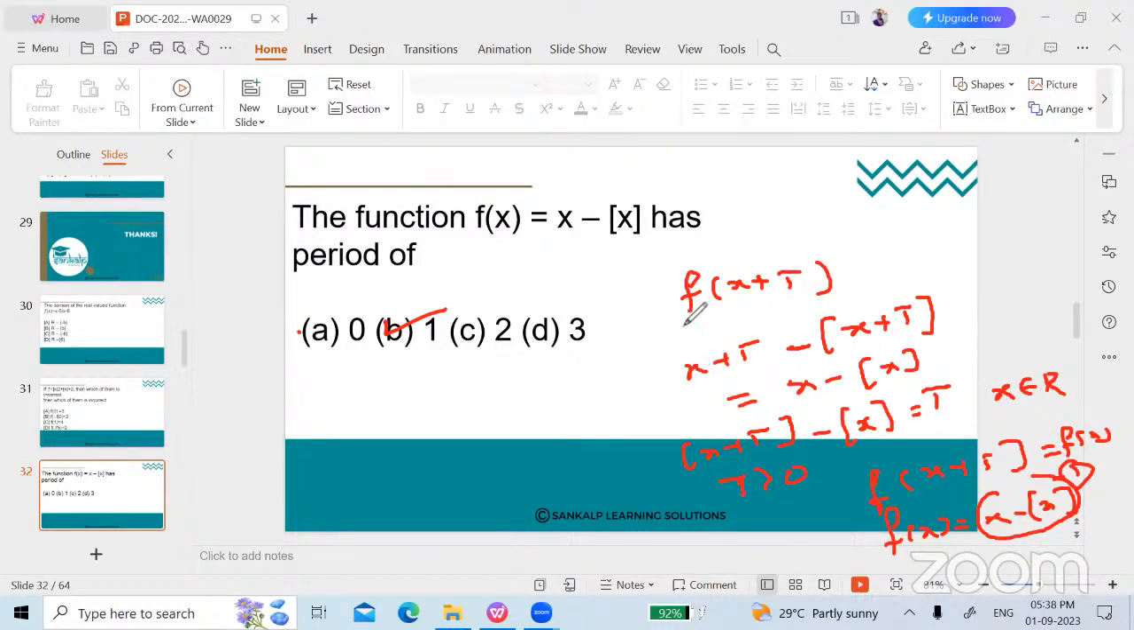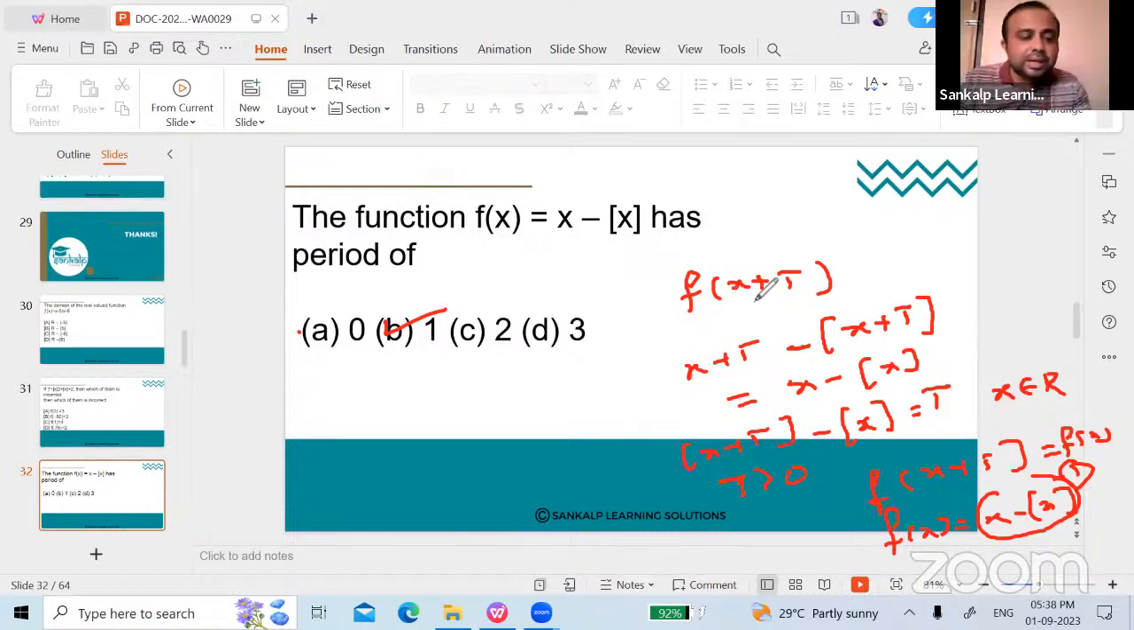So how to understand this: if you take t as a positive real number, then f of x is with the least period t. So f of x plus t is periodic with t, in the sense that f of x plus t is equal to f of x.